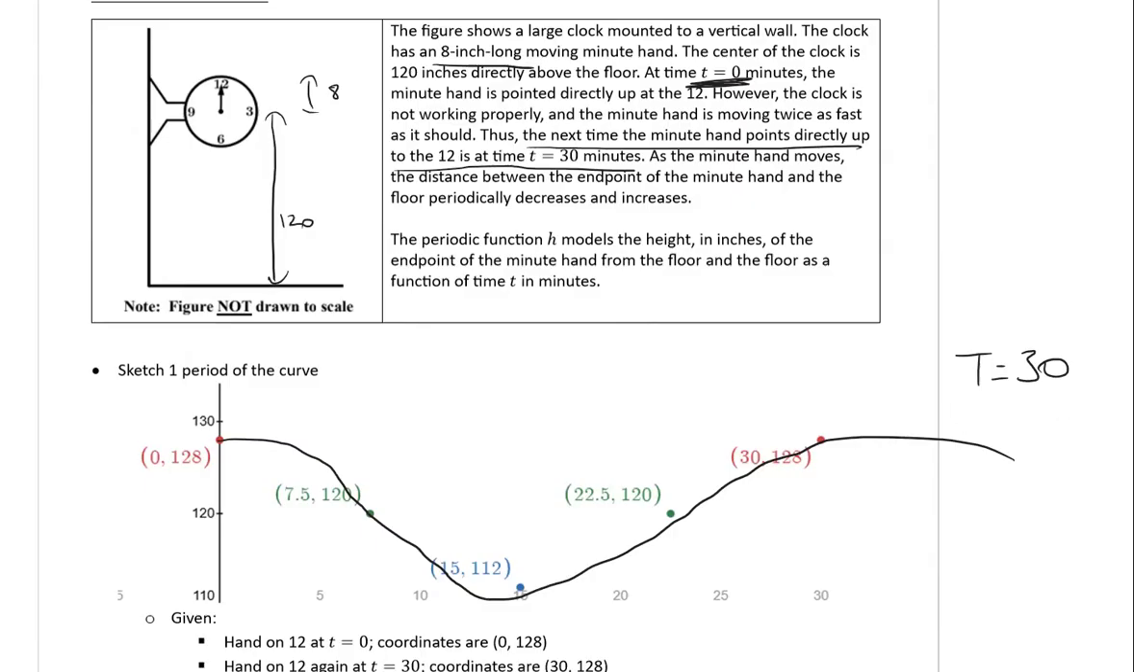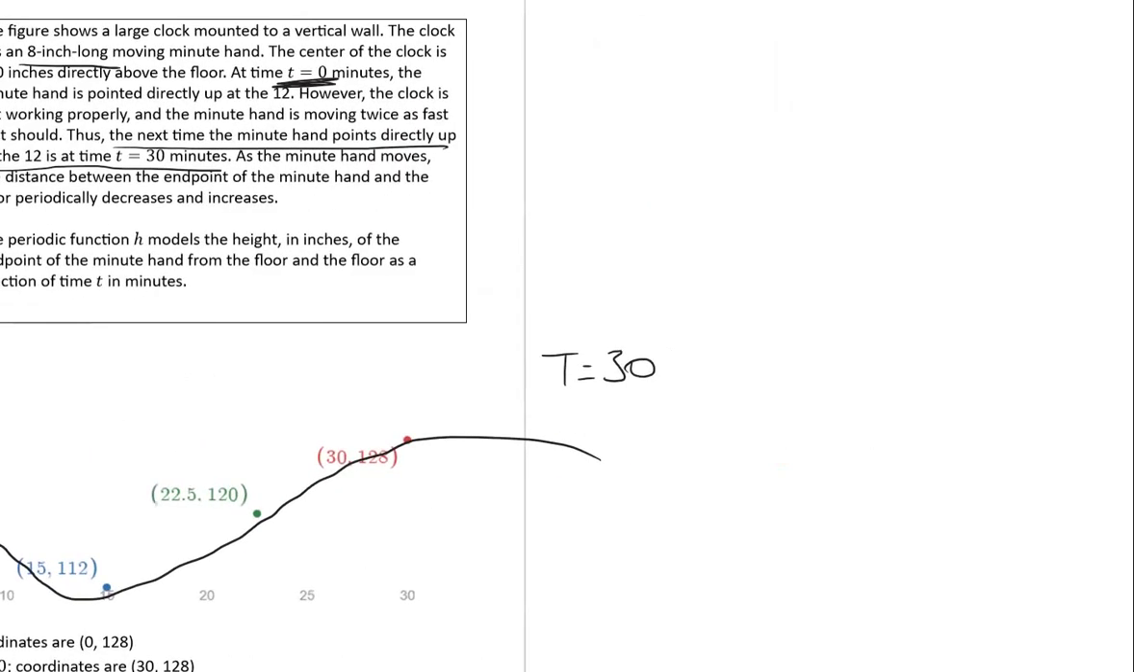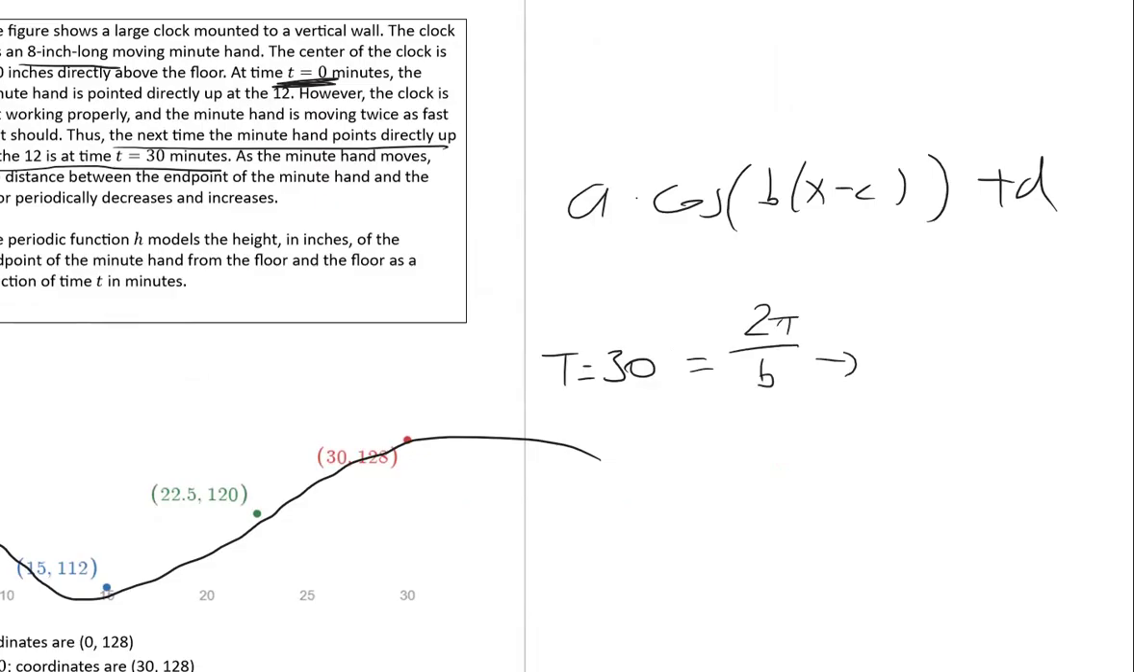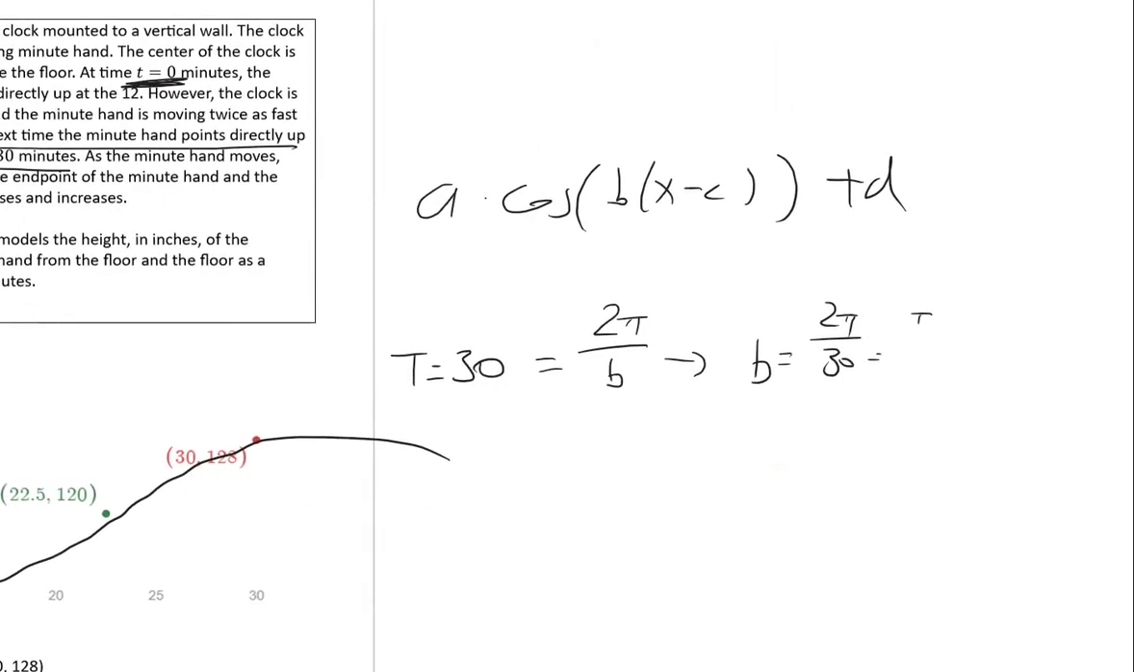Which variable in our general form for sine and cosine? Let me just write cosine first. A times cosine b x minus c plus d. Which term is related to the period? It's b. It's 2 pi over b. So then b is 2 pi over 30, which is pi over 15.